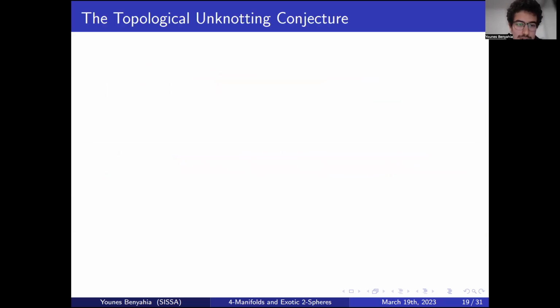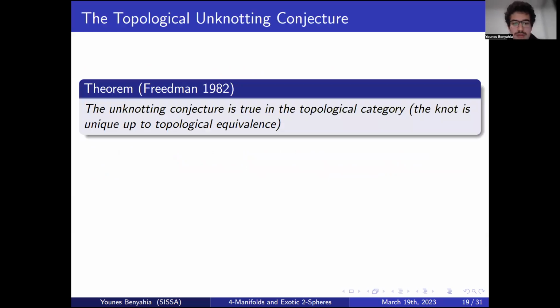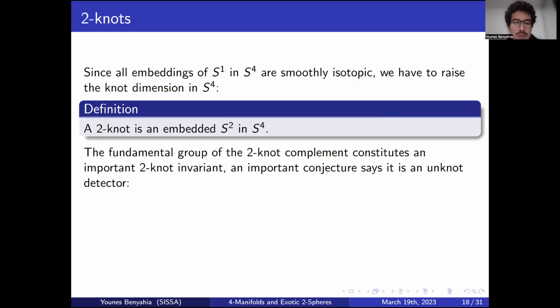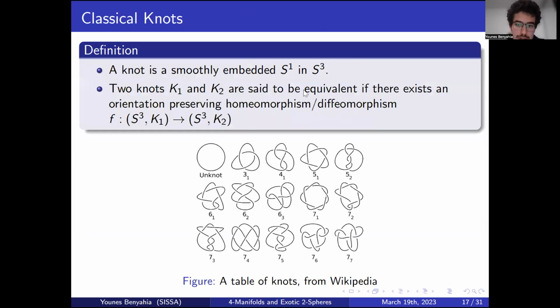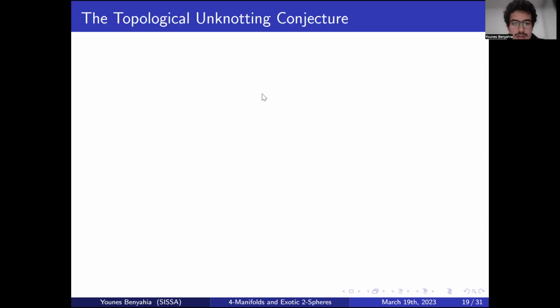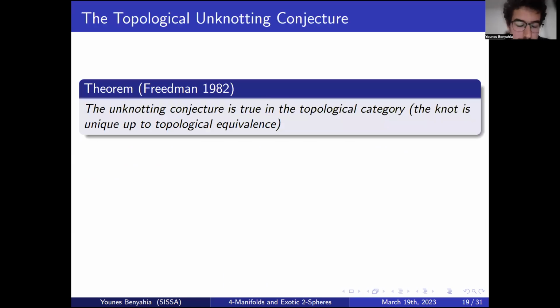Well, the topological case is pretty much settled by Freedman, which says that the unknotting conjecture is true in this case. So this knot is unique up to topological equivalence. If you remember the definition of equivalent, here you will have a homeomorphism. You will not have a diffeomorphism, you will have a homeomorphism. This is the conclusion of Freedman, also in the same 1982 work.